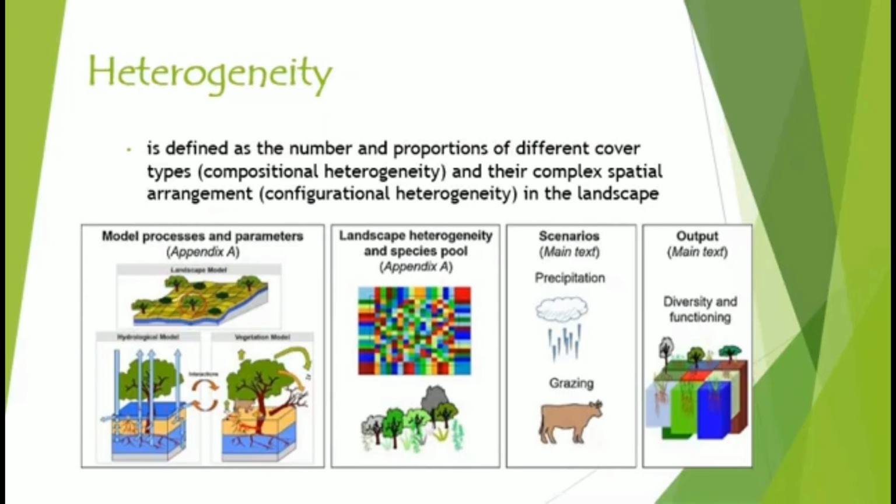Heterogeneity is defined as the number and proportions of different cover types, compositional heterogeneity, and their complex spatial arrangement, configurational heterogeneity, in the landscape. Landscape heterogeneity has long been considered a key determinant of biodiversity. The relationship between landscape heterogeneity and species richness varies from positive to negative, and the negative effect is often reported to be the result of landscape fragmentation. Metrics of landscape heterogeneity can also be regarded as good surrogates of species diversity because in ecology, habitat diversity is associated with an increase in niche availability for species.